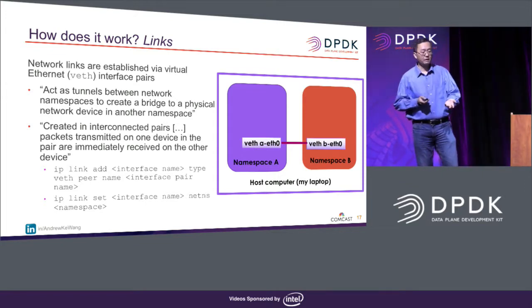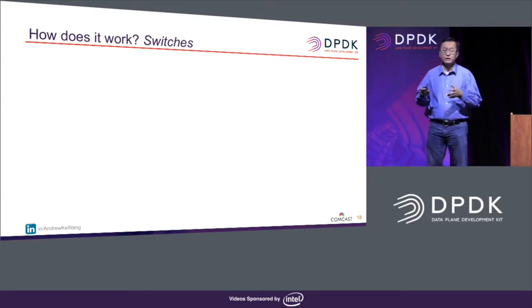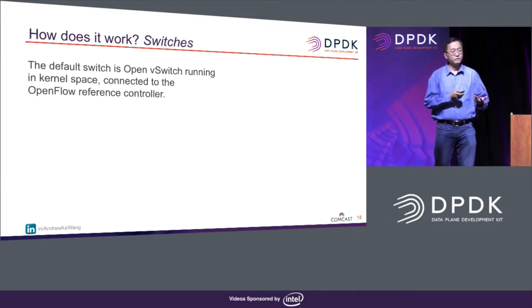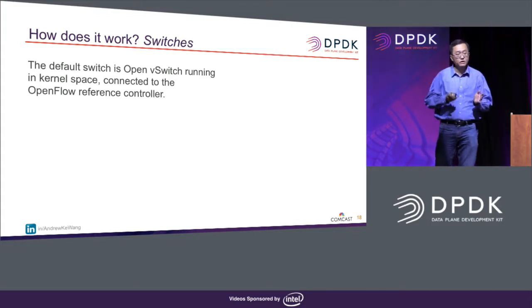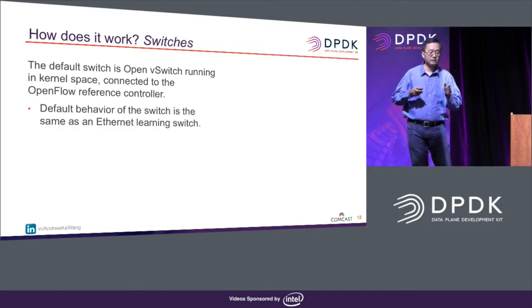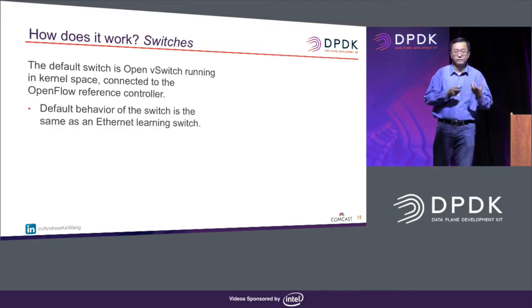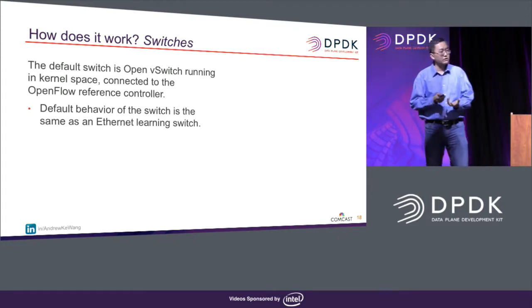The final piece of the puzzle then is switches, right? How does Mininet emulate a switch? Well, it leverages Open vSwitch, running in kernel space, connected to an OpenFlow reference controller. So what does this mean? This means that the switches that Mininet instantiates act like Ethernet learning switches. So actually, we have everything then. We have the network namespace, we have something that can emulate a node, we have something that can emulate a cable linking, and we can have a switch. Right?